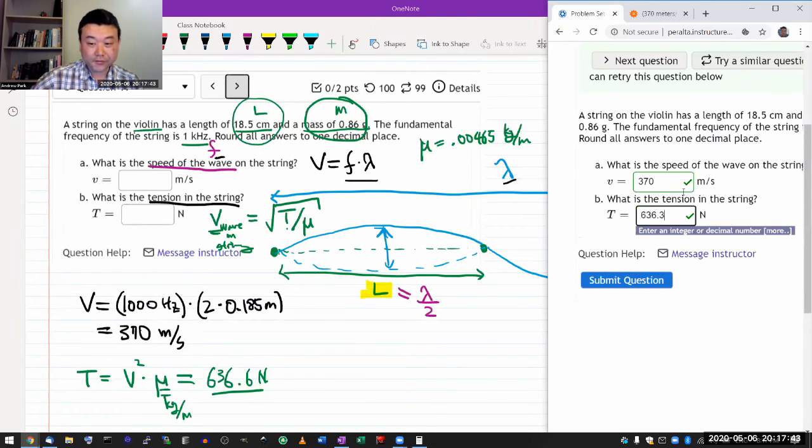Another thing you can do is just to use message instructor, send me a message. I can check for you if your answer is close enough and it's just not scored as correct because of a rounding issue. But it's getting fixed.